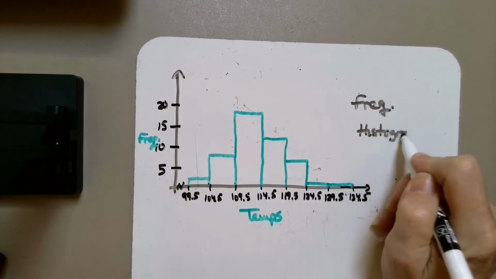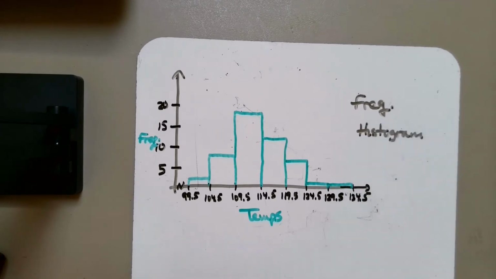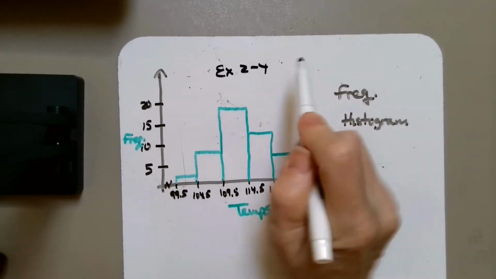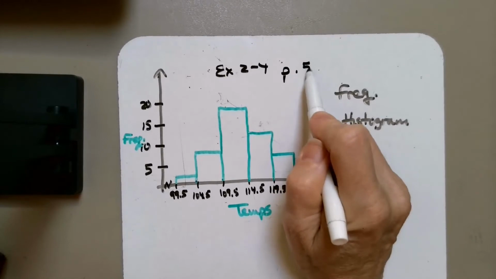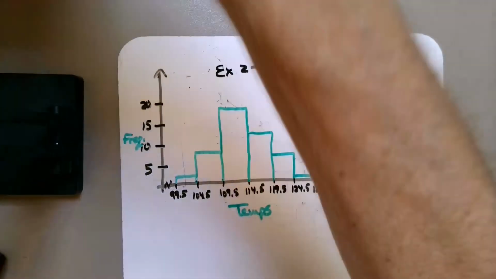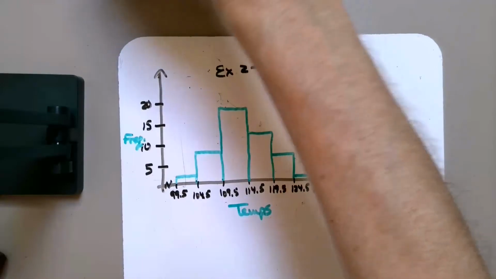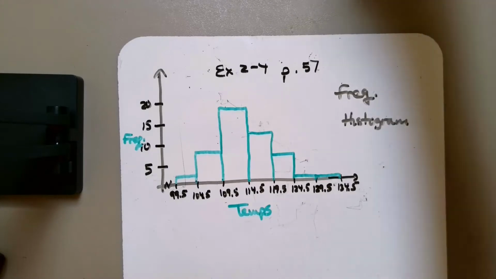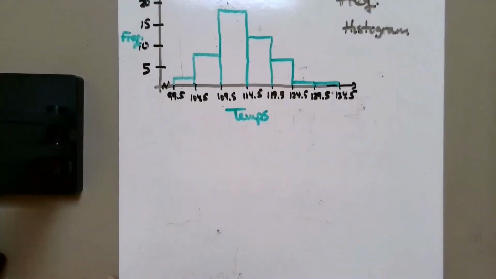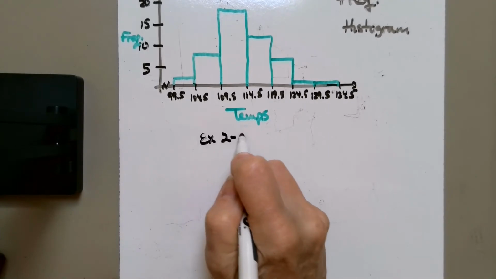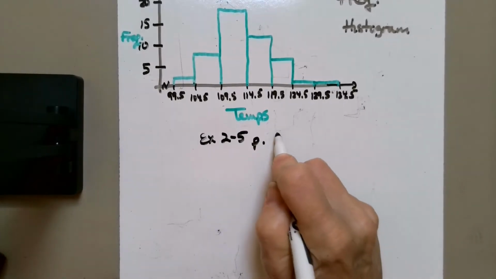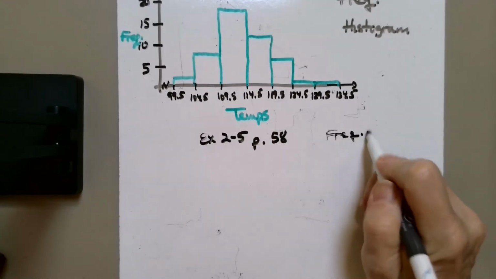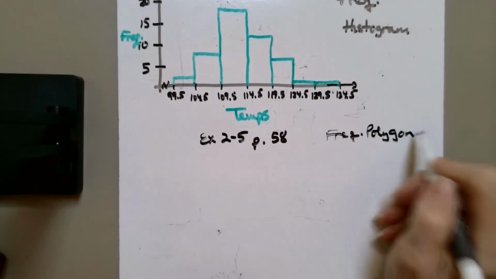So the next example that we're going to do is from, and again, that was example 2-4 from page 59. So the next example, sorry, page 57. Let me get the page right there. So the next example we're going to look at is example 2.5, also with the record high temperatures, which is on page 58. And this one we're making what's called a frequency polygon. That's a line graph where the lines are continuous.